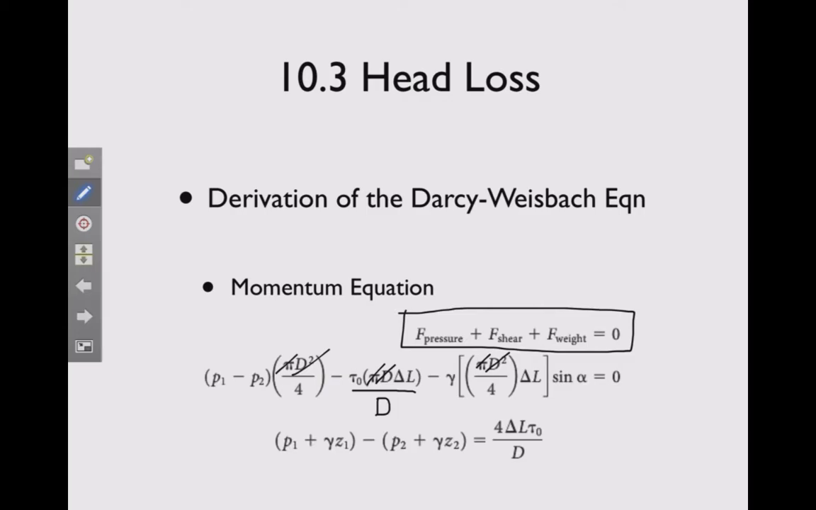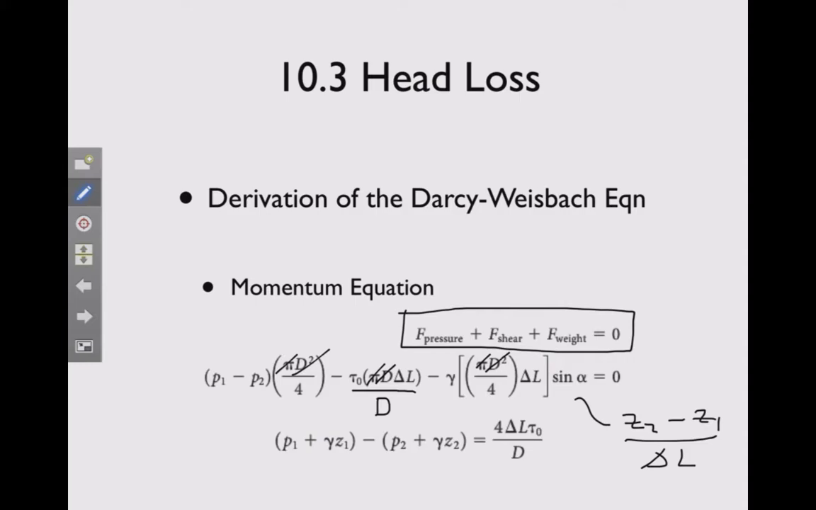Note that sine alpha also equals, this right here, z2 minus z1 over delta L. So the delta L is going to cancel out, and basically out of this we'll get gamma times z2. I'm sorry, gamma z1 z2.